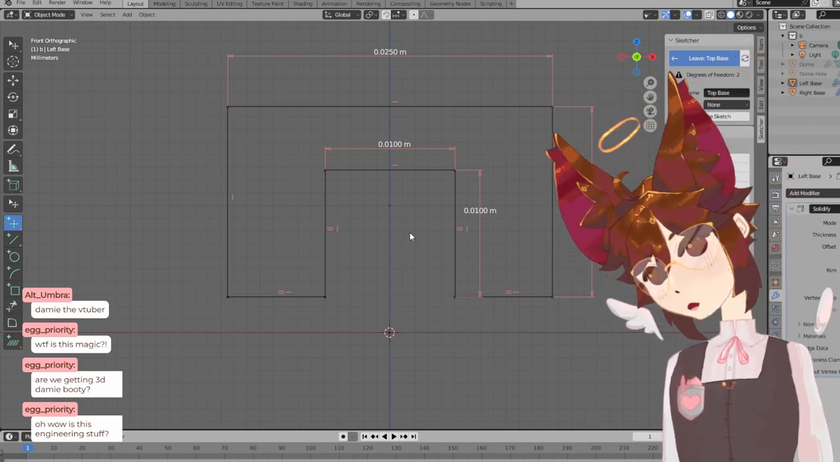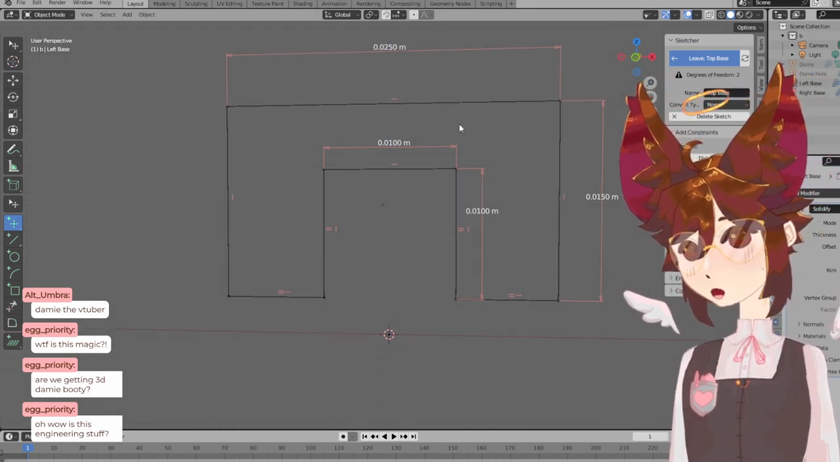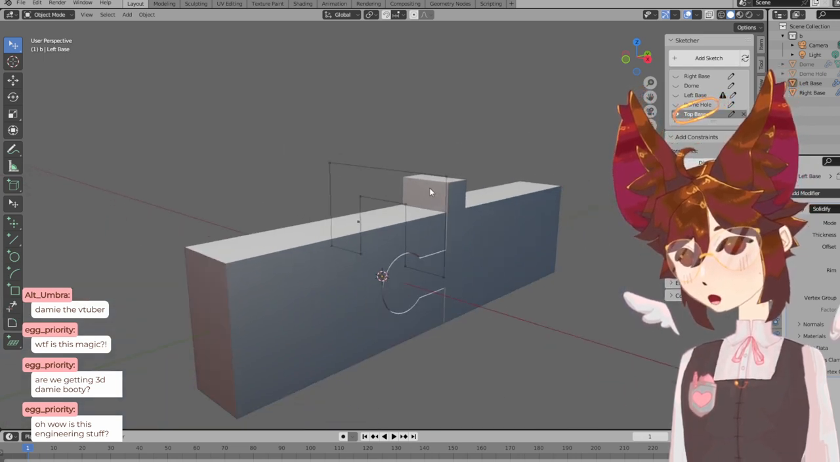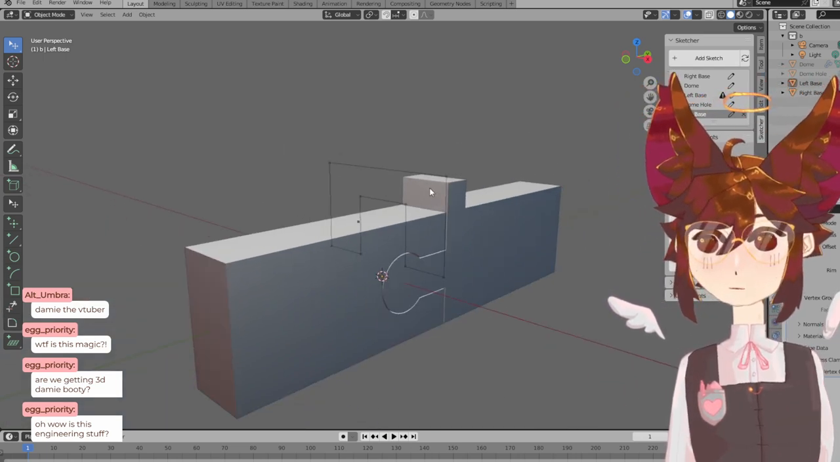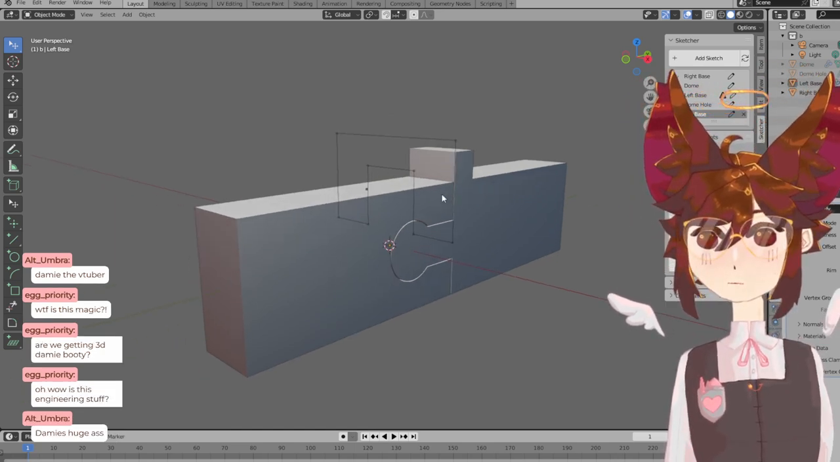So, this is not a 3D Damie, sadly. This is engineering stuff. This is CAD. We could play games if you guys want to play games, but I don't have anything to do, so might as well do this.